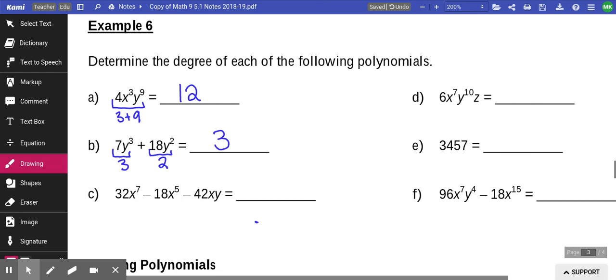If I look at C, I have 3 terms. One here, second one there, third one there. I need to check the degree of all 3 terms. The first one is 7, second one is 5, third one is 2. It's 1 plus 1. The degree of that polynomial is 7.